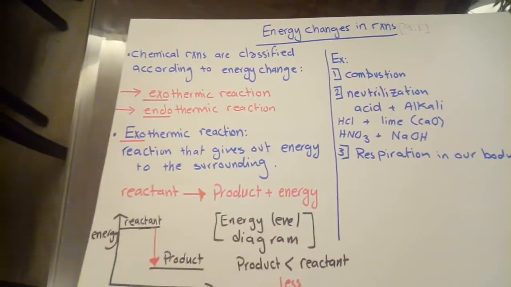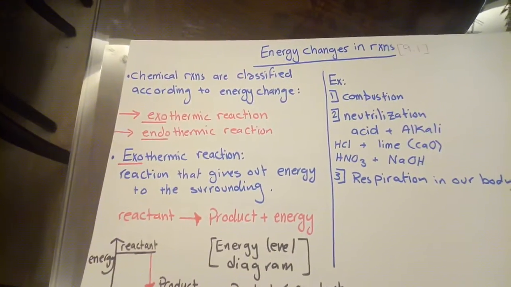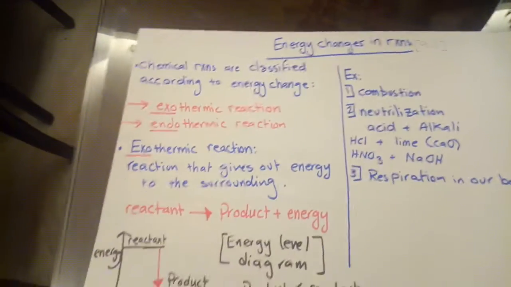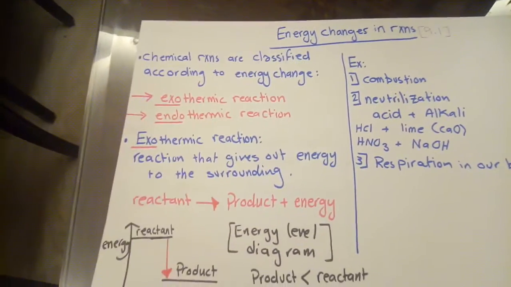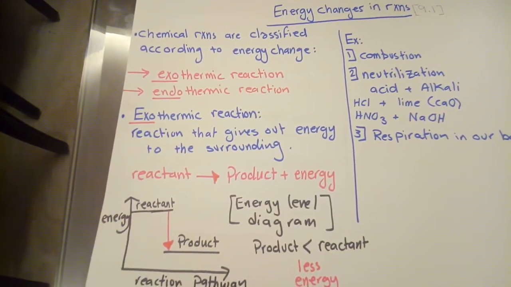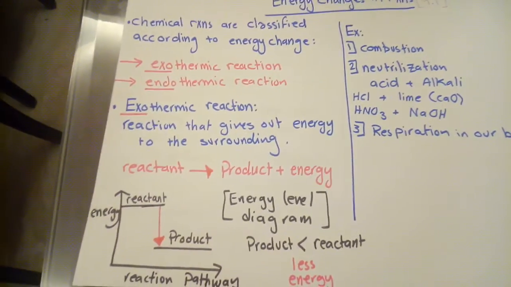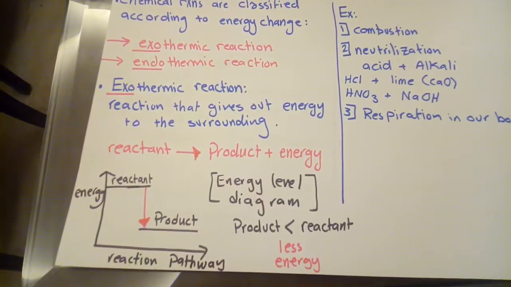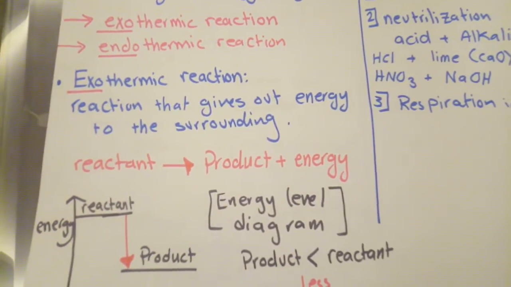The surrounding could be the solution mixture, the air, any liquid. It's not the chemical system, it's the surrounding where the chemical system takes place. Okay, so in general, a chemical reaction's components are reactants. I will start with reactants. They will react with each other to give me the product. In an exothermic reaction, at the same time, it will give me energy as a product.